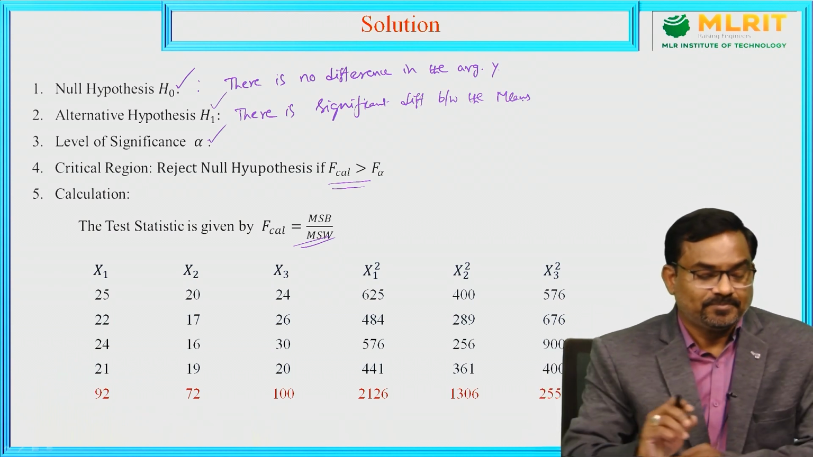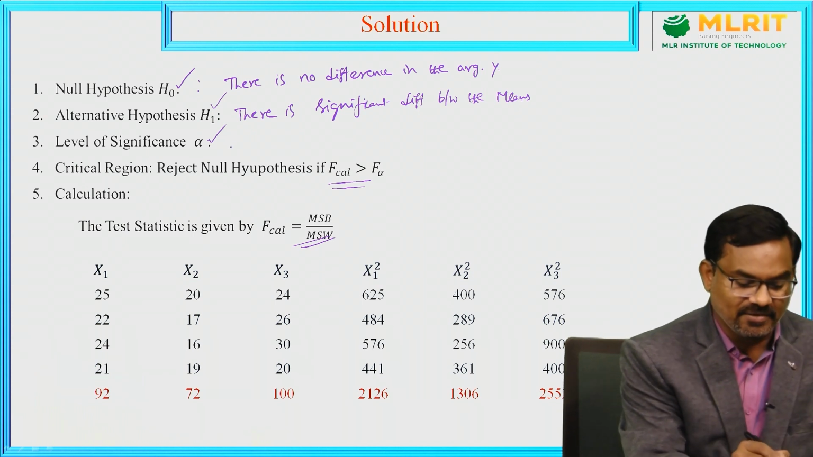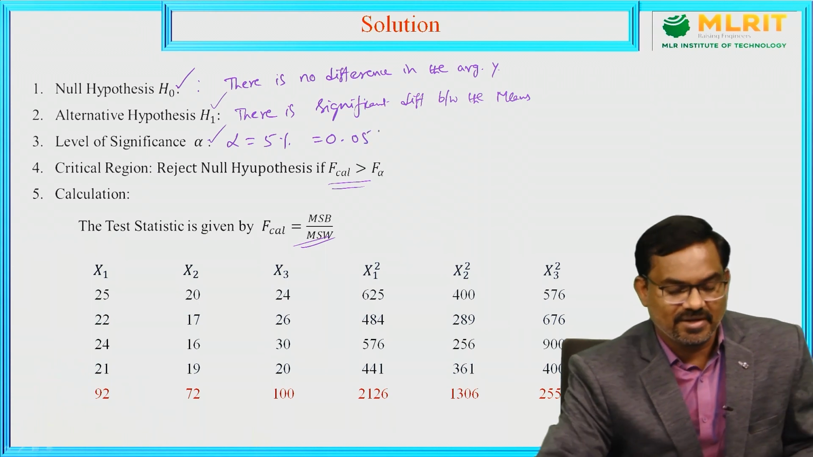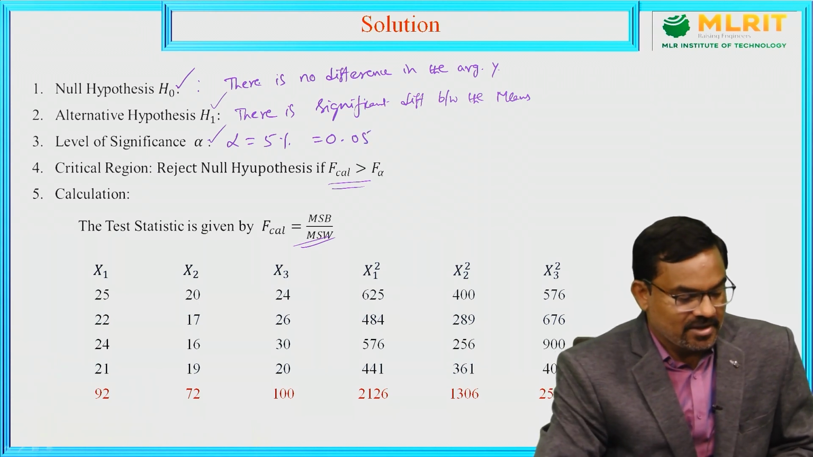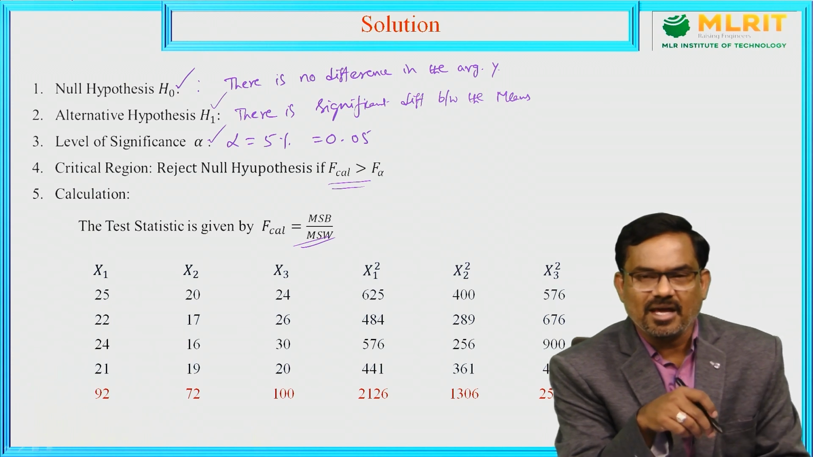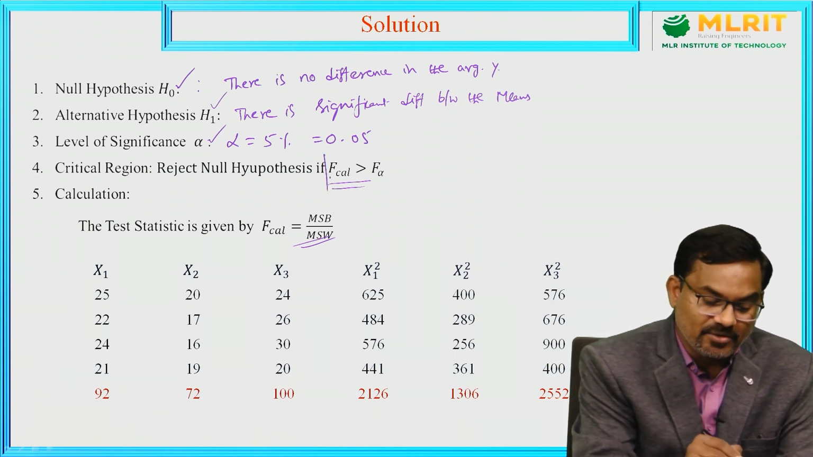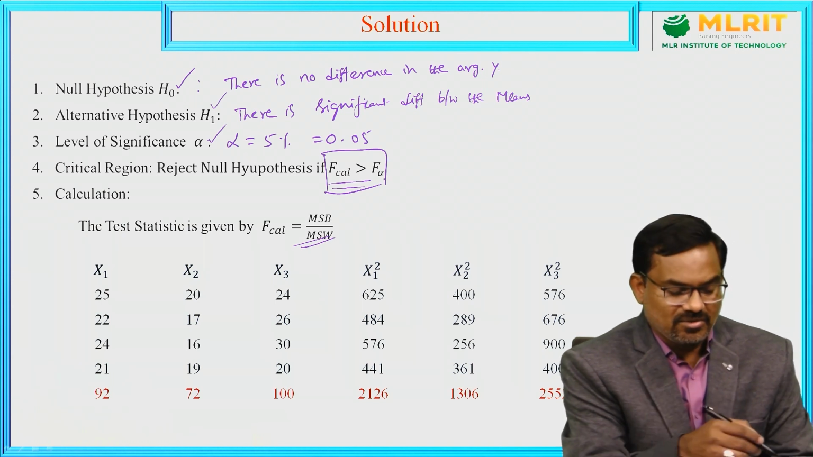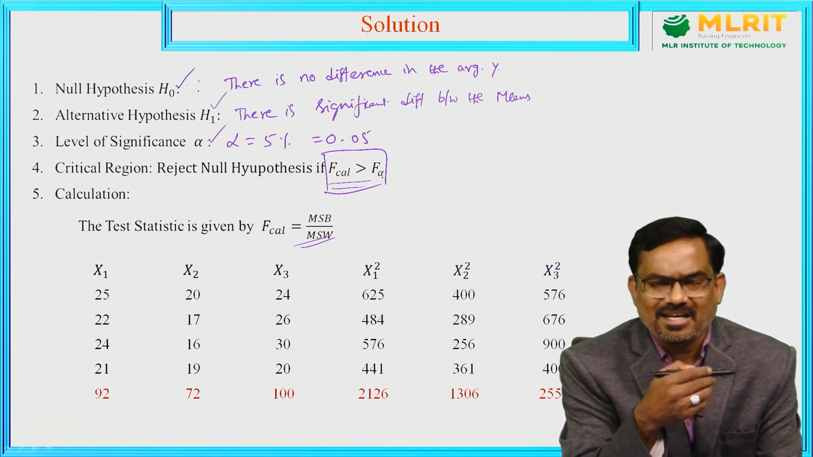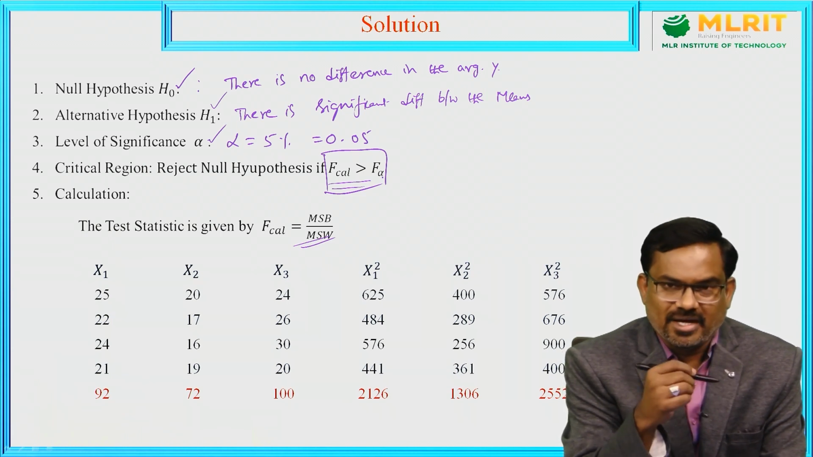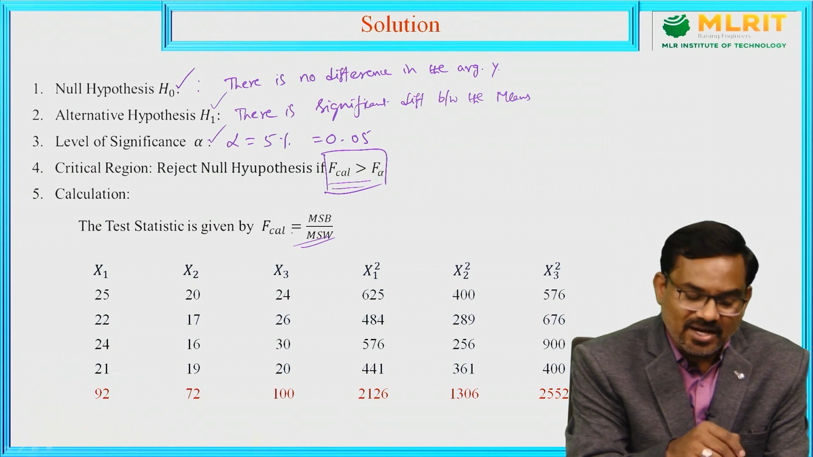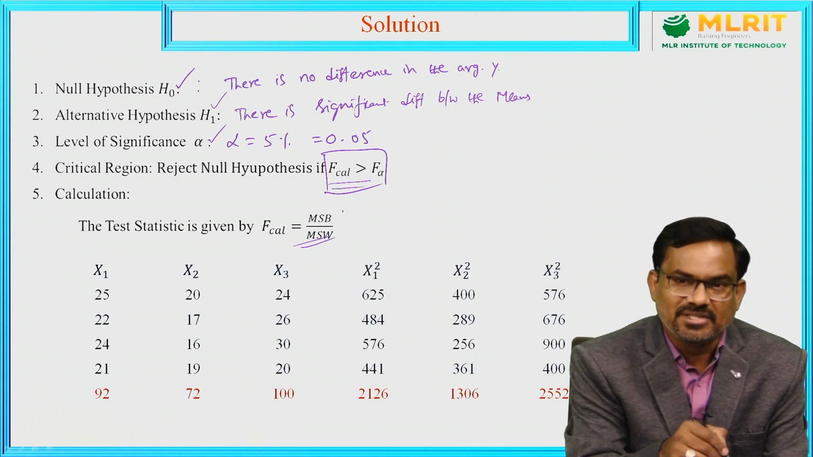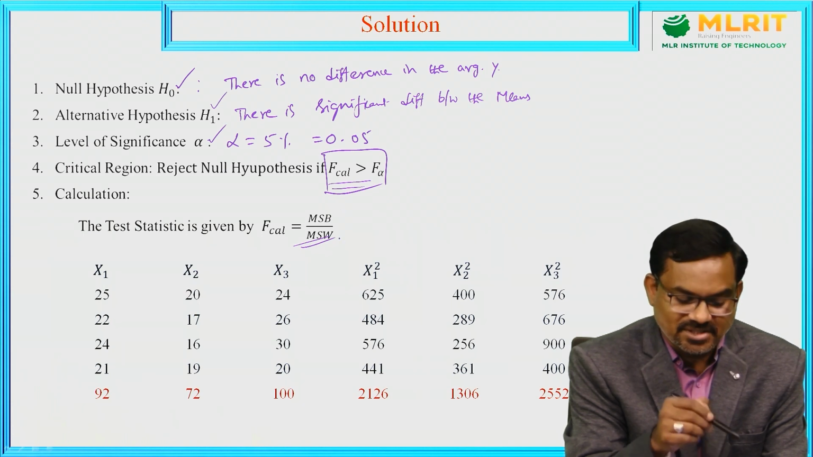Now, coming to level of significance, it is clearly given, alpha is 5%, which is 0.05. The critical region: reject the null hypothesis if the calculated value is greater than the tabular value. And calculation: just now we have discussed the procedure and the calculations involved in the ANOVA test. The F calculated value is given by MSB by MSW, mean squares between the samples divided by mean squares within the samples.